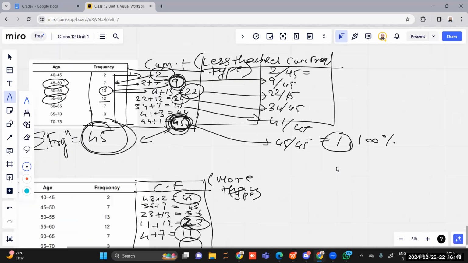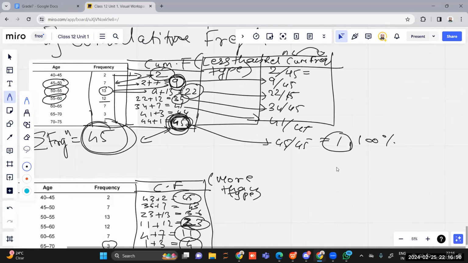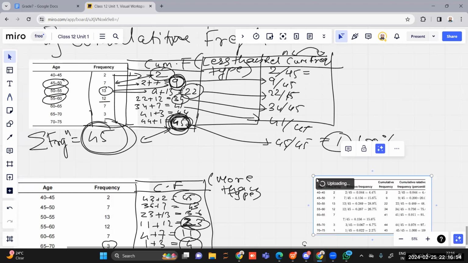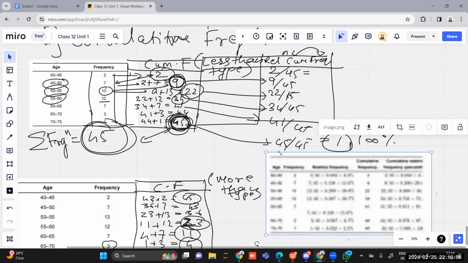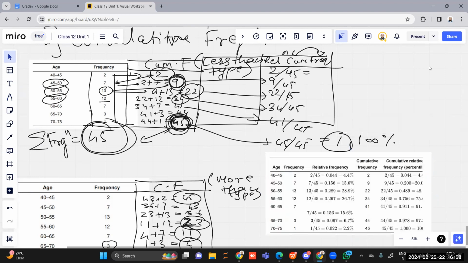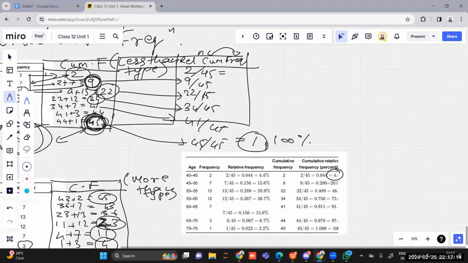What I'll do, I'll paste this here. See, is this the same? Yes or no? See, 2, 9, 22, 34, 41, 44, 45. And this, the relative.